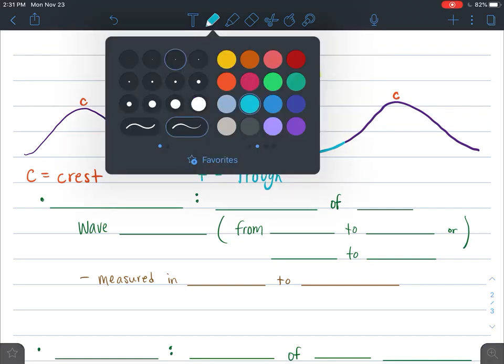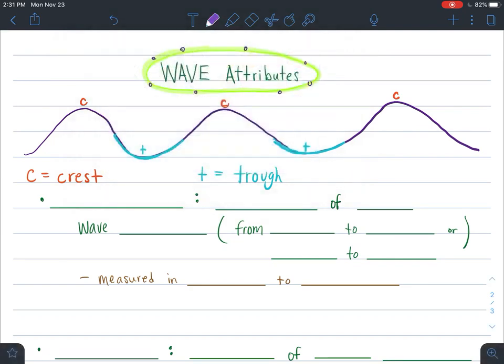For example, our first wave attribute that we're going to talk about, other than the crest and the trough, is the wavelength. The crest and the trough give us fixed reference points that we can use to discuss what the wavelength is. And the wavelength is a distance. It's the distance of one complete wave cycle.